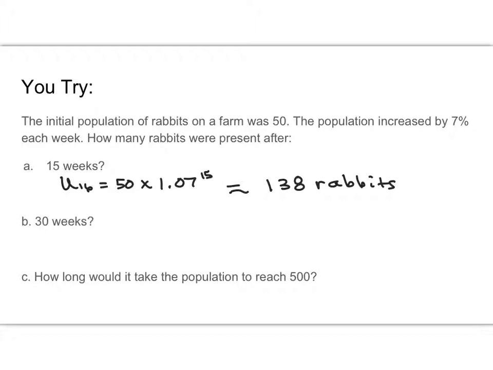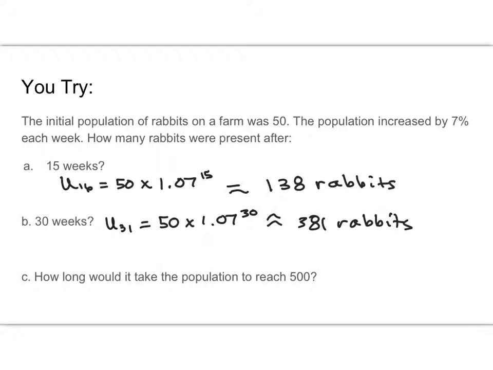Okay, so after 30 weeks, we're looking for the 31st term. And we have 50 times 1.07 to the 30th. And that leaves me with about 381 rabbits.